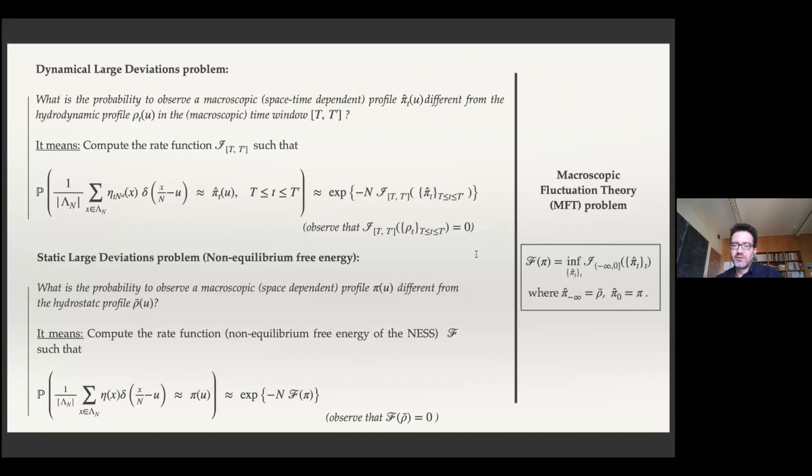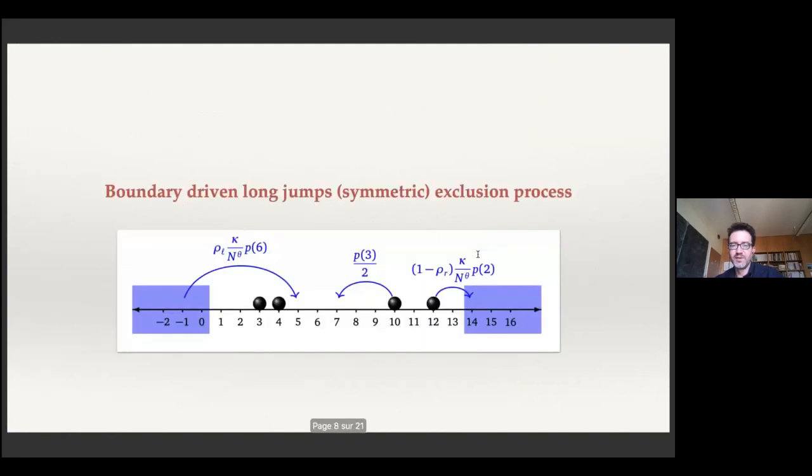So I will not reply, in fact, to this problem here. We are still far from saying something interesting about it, but I will discuss the first part of this program. The first model I will be interested in is the boundary-driven long-jump symmetric exclusion process, which I recall here. You remember you have long jumps, with p of z of order 1 divided by z to the power 1 plus gamma, and you have the action of the reservoirs, which are regulated by kappa divided by N to the power theta.